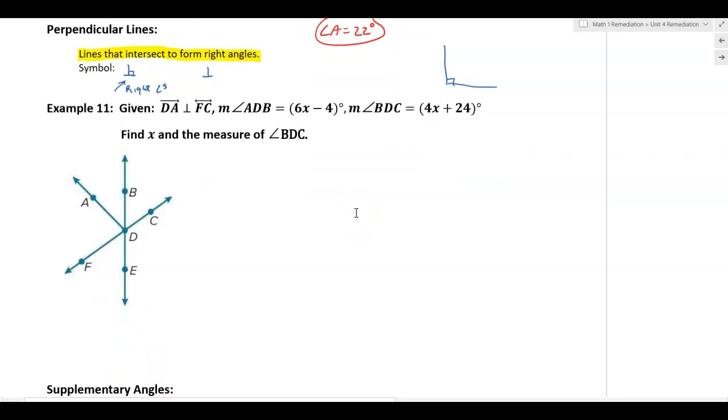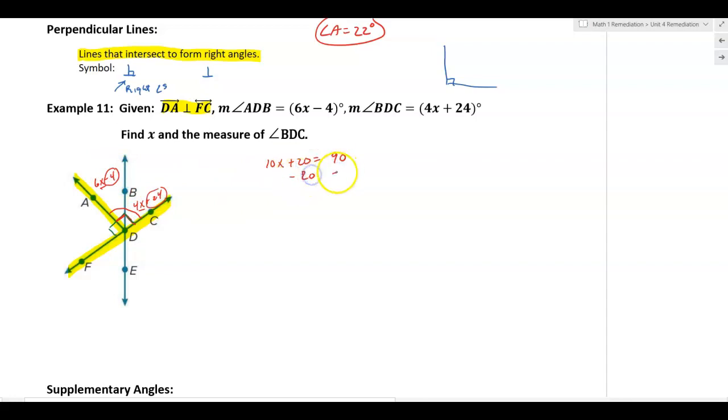So when I look at this next example, they tell you DA is perpendicular to FC. As soon as you know those are perpendicular, you know you can put right angle symbols in the diagram. Now, angle ADB, if I track it, that's 6x minus 4, and BDC is 4x plus 24. Well, if this is a right angle, these two angles add up to 90 degrees. So 6x plus 4x is 10x. Negative 4 plus 24 gives you plus 20 equals 90.